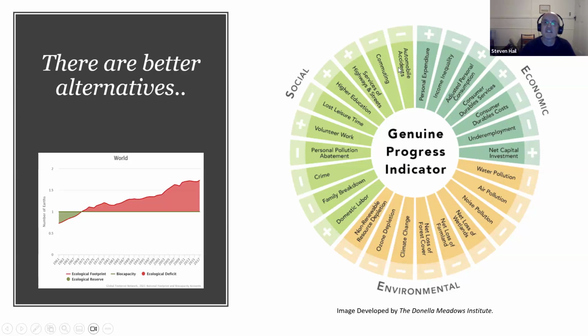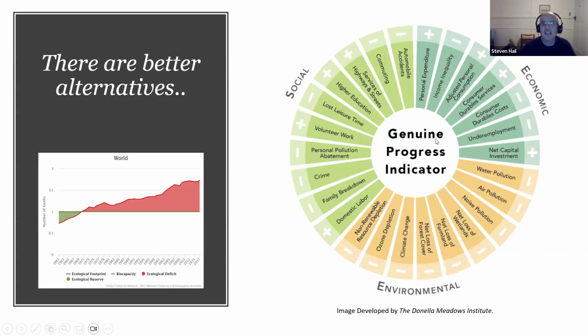GPI studies tend to include the social benefits, pluses means benefits and minus means costs, that you can see around the left-hand side here. And there are good reasons for the environmental factors which are included in the approach to the GPI, which this chart refers to, which I've taken from the website of the Donella Meadows Institute.